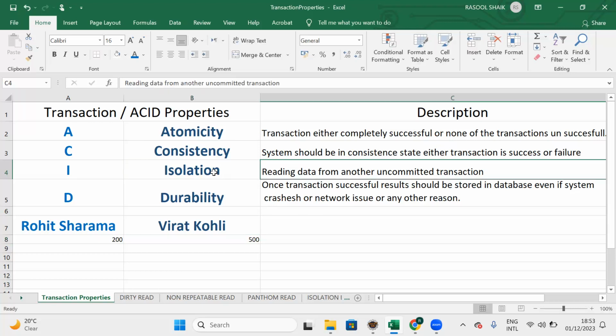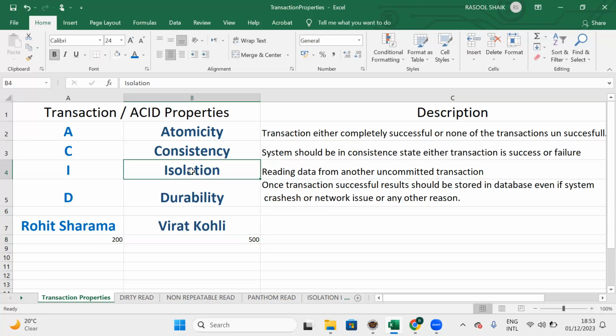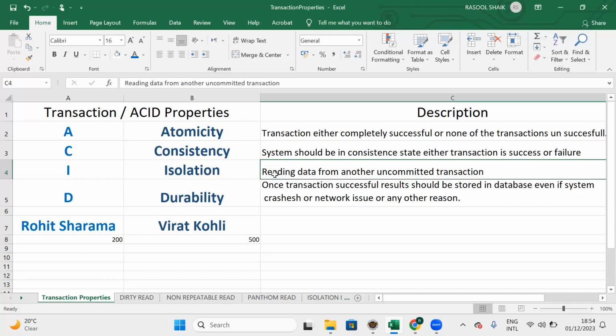I will explain it to you. Isolation is a very big concept, so I will explain it in detail later. As of now, you just understand the meaning of isolation. Multiple transactions can run in parallel. In the real world, transactions can happen at the same time. That is nothing but isolation. Reading data from another uncommitted transaction is isolation. I will explain later what the different levels of isolation are, in the next lecture.